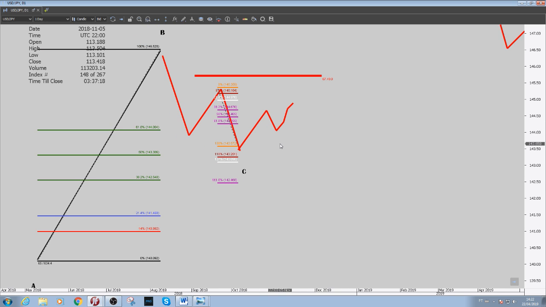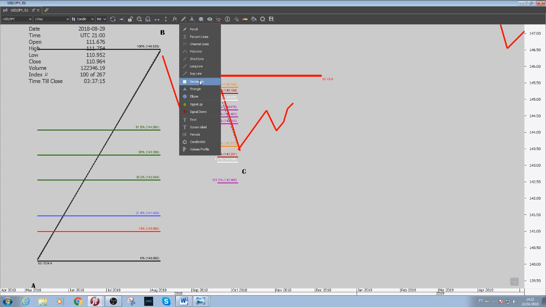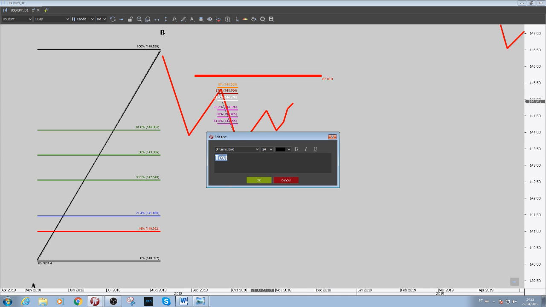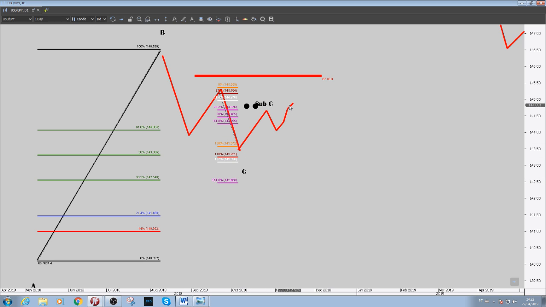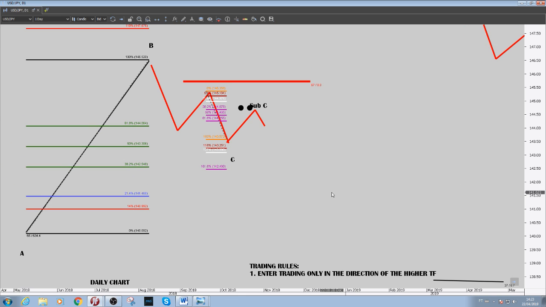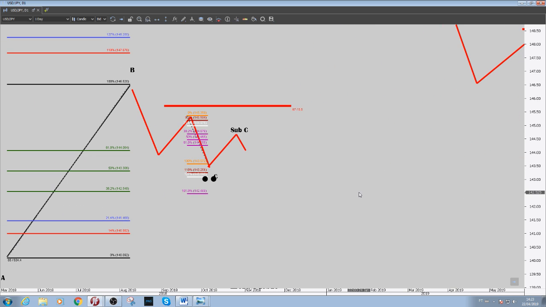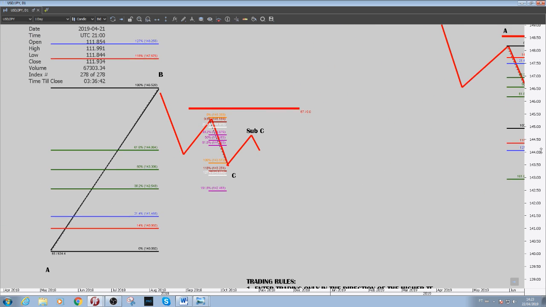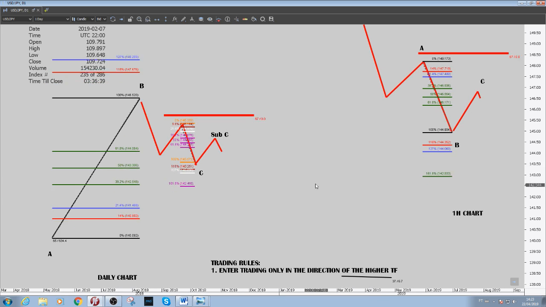So we are talking about the sub C, everybody. Sub C. Okay, this is going to be the sub C. Confirmed sub C, everybody. Confirmed sub C. Okay, so why is that? It doesn't make sense to put your stop loss down here because we are shorting the market, right? But when we are talking about the C, it is the sub C. Okay.